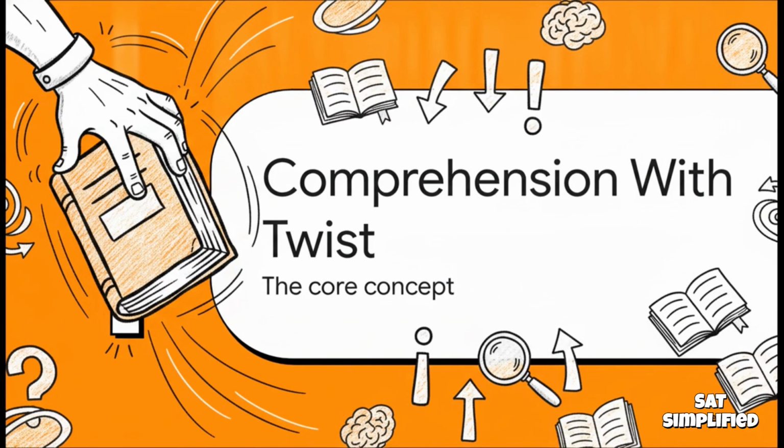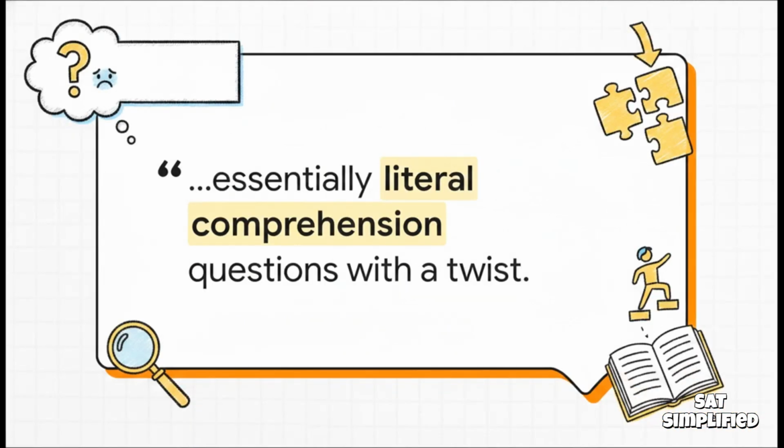So let's kick things right off with Section 1, comprehension with a twist, which is really the core concept here. Students so often just panic. They see that blank space and think they have to somehow magically read the author's mind, so they just guess. But the author of our source text brilliantly points out that these are actually, quote, essentially literal comprehension questions with a twist. Okay, so what does that actually mean?